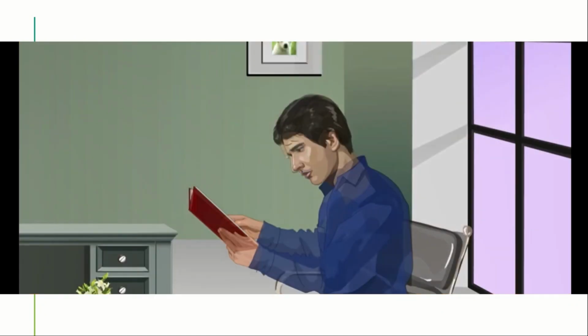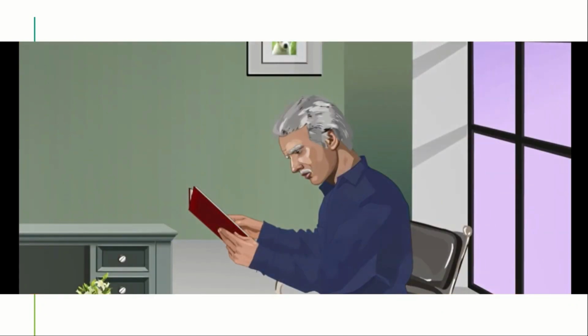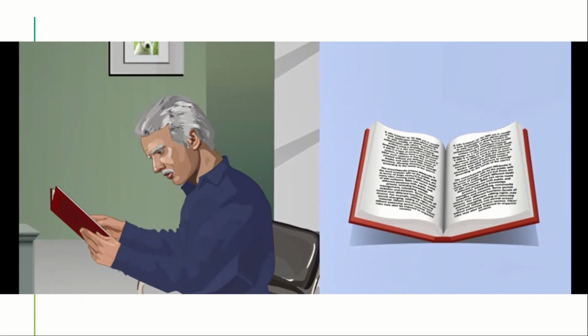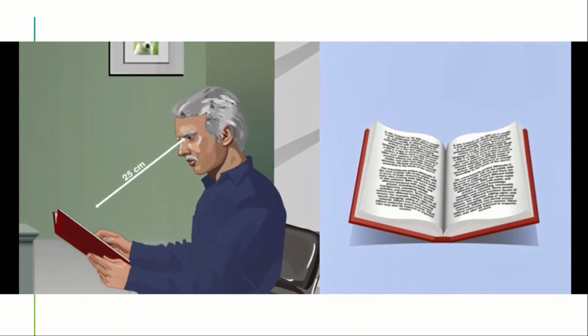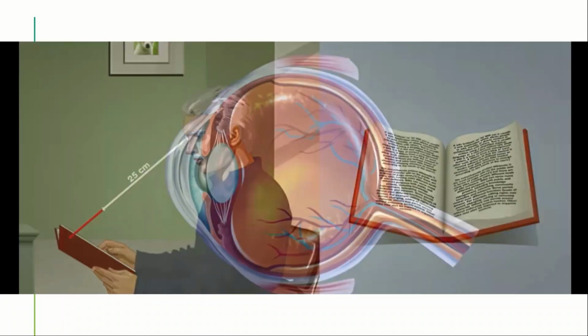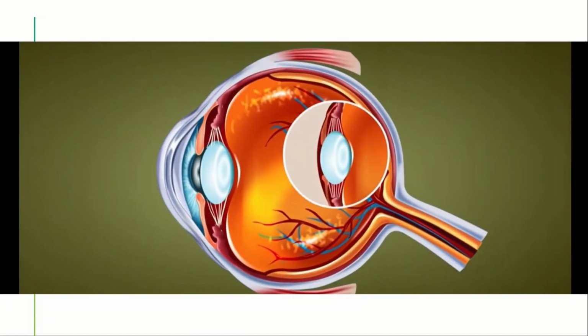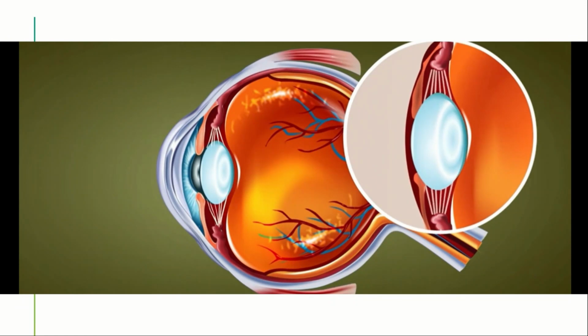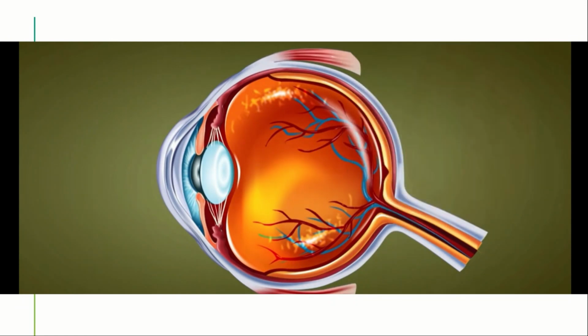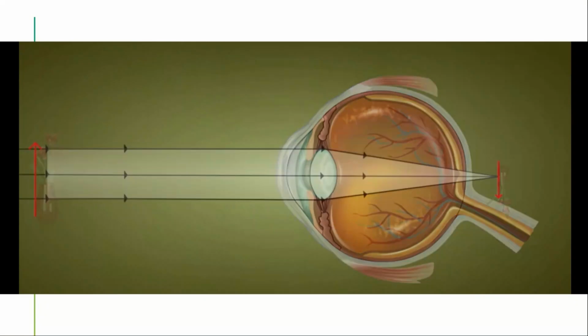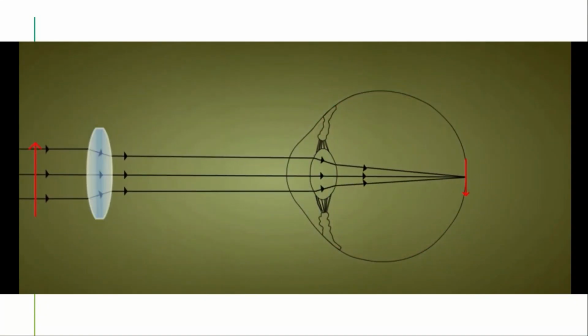The third defect is presbyopia that we see in elderly people. Here, nearby objects cannot be seen clearly due to increase in the distance of the nearest point. This is due to the weakening of the ciliary muscles or due to the decreased flexibility of the lens. This can be corrected using convex lens of suitable focal length.